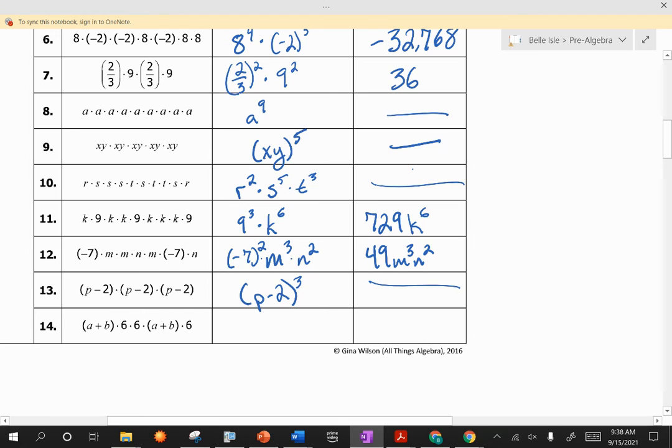Okay, last one on this page. Let's look at 14. We've got a plus b times 6 times 6 times a plus b times 6. So how many 6s do we have? 6 to the third times a plus b, how many times? Twice. So we can put something in the value. 6 cubed is going to be 216 times a plus b squared.